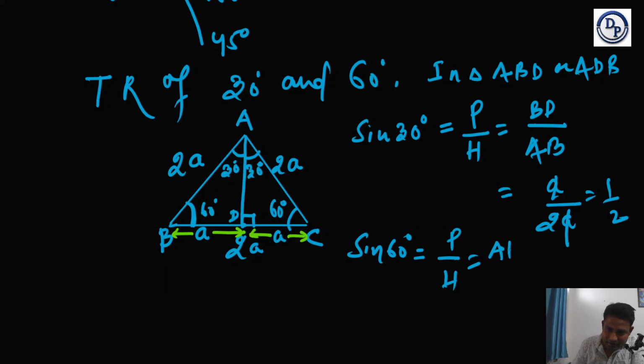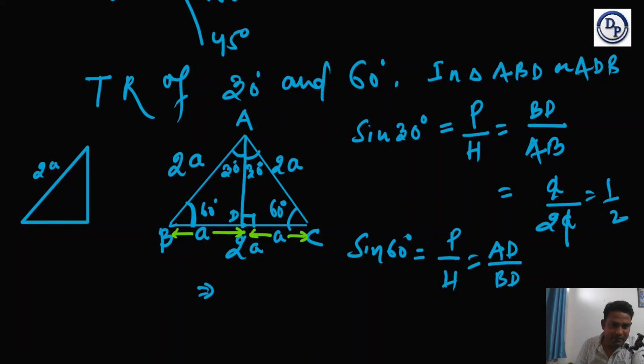AD divided by BD. Now what is the value of AD? We have to find this value AD. Come to this right angle triangle. Here it is 2A, this is A, and we have to find this. Here it is 90 degree.